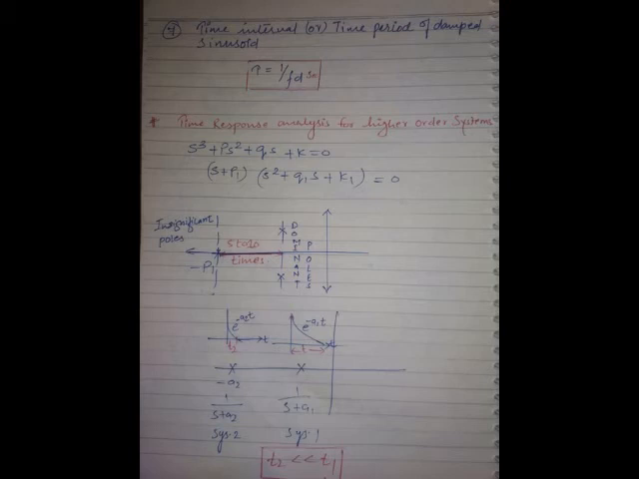S cube plus S square plus 13S plus K equal to 0. This is the characteristic equation. What order? Analysis of a higher order system is done by approximating to second order system, (S plus A) into (S square plus BS plus C) equal to 0. Now he is saying in the question, this characteristic equation is having a pair of complex roots with the real part of minus 1.